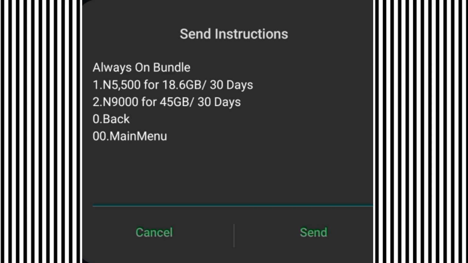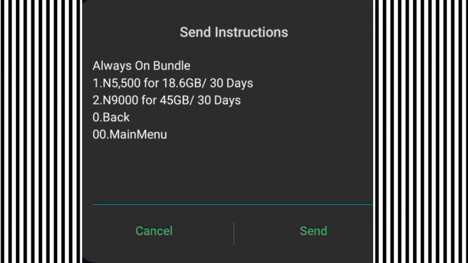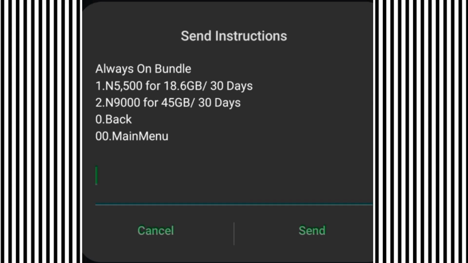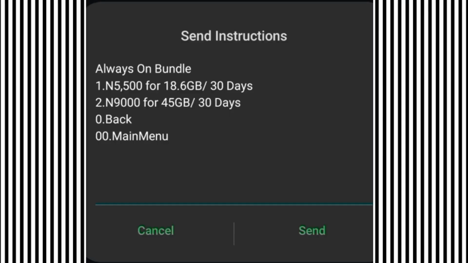You are getting 45 gig for 9,000 naira for 30 days. Do you understand? There's one for 55 in case you cannot afford the 9,000 naira plan. You can also go for that one. Okay, let's do a quick calculation. Let me go to my calculator right now so you get to see how ridiculously cheap this is. See, this is 9,000 naira for 45 gig.